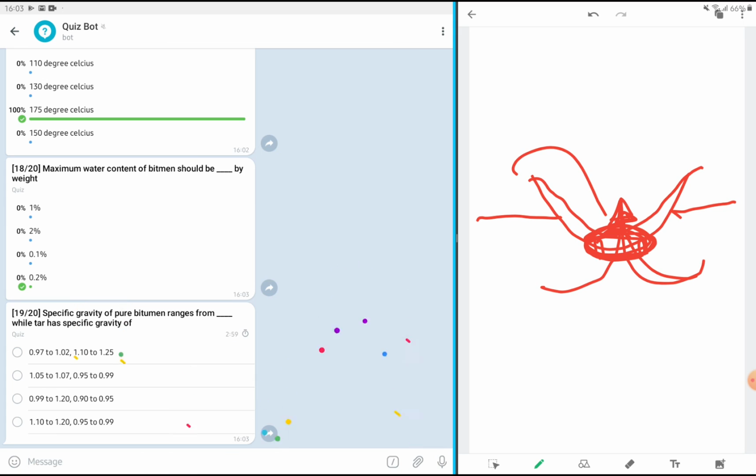Alright, then specific gravity of pure bitumen ranges from, fill in the blank, while tar has a specific gravity of, okay, both the things, bitumen and tar. Remember this thing, tar has more specific gravity than bitumen. Therefore option second is eliminated, option C is eliminated, and option D is also eliminated. Remember, bitumen has a range of specific gravity 0.97 to 1.02, and for tar the value is 1.10 to 1.25.